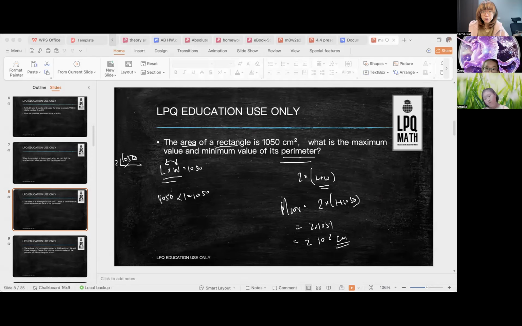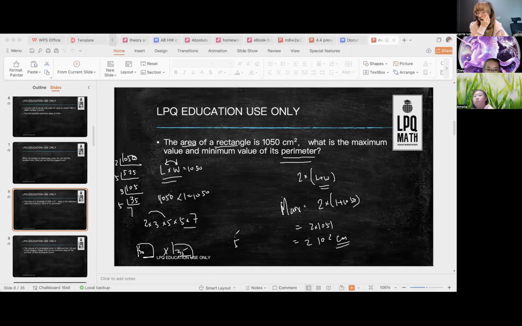Okay, so the smallest value is when they are close, the closer the better. So how do we get them close? We need to first study these numbers. Because 1050 equals 2 times 3 times 5 times 5 times 7. So we need to make two numbers multiplying together, the closer the better. Let's see. If this one is 30 and this one is 35, their difference will be 5, right? Correct? I think that is the smallest possible.